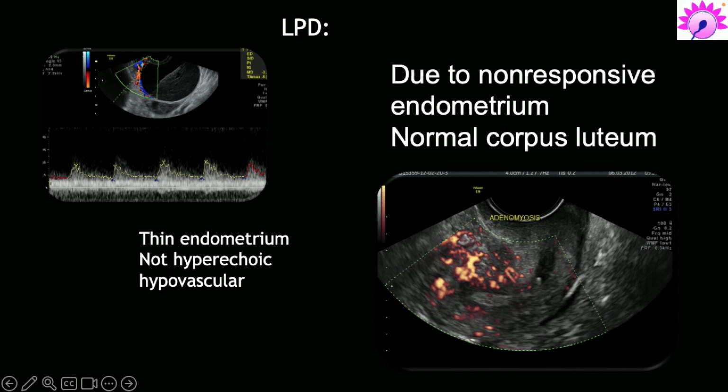Whenever you see inadequate progesterone receptor development, remember that the development of the progesterone receptors is fully dependent on the estrogen priming of the endometrium. So, only if the estrogen priming of the endometrium is inadequate would there be a progesterone receptor defect.